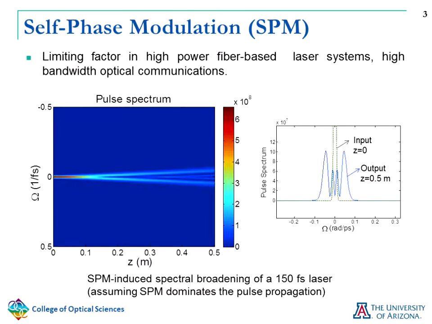If you look at this slide, we have shown the pulse spectrum of a 150 femtosecond laser propagating through half a meter of the fiber. So you can see that the output spectrum is massively broadened compared to the input pulse spectrum, and it has also developed some kind of oscillatory behavior.